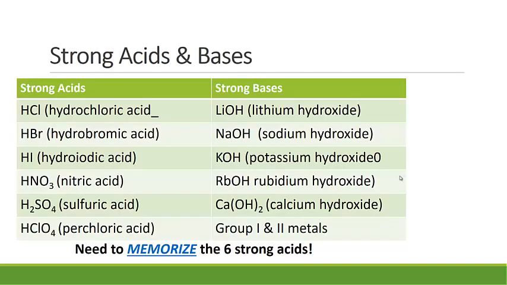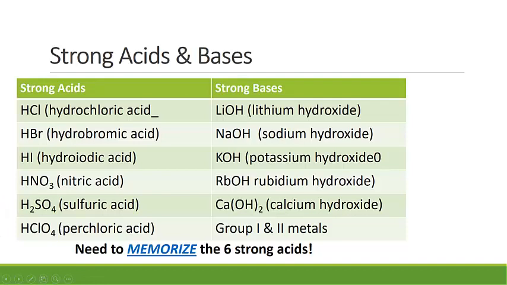So here's what you need to know. There are 1, 2, 3, 4, 5, 6 strong acids: hydrochloric acid, hydrobromic, hydroiodic, nitric acid, sulfuric acid, and perchloric. You need to memorize those. Let me say that again. You need to memorize these 6 strong acids. You will be tested on that.